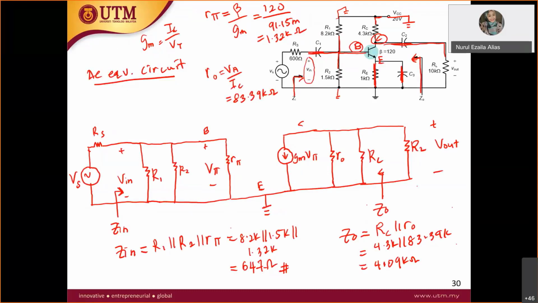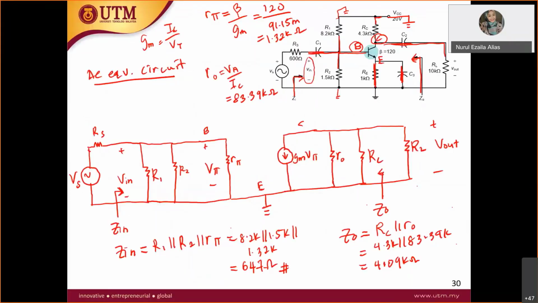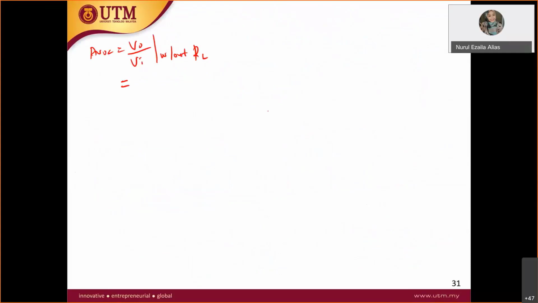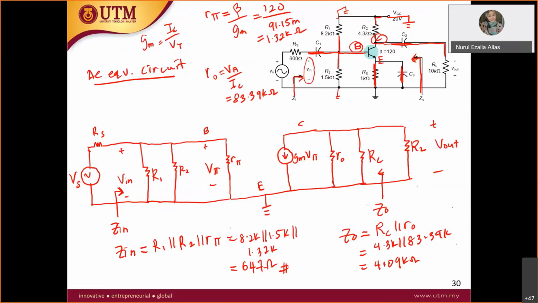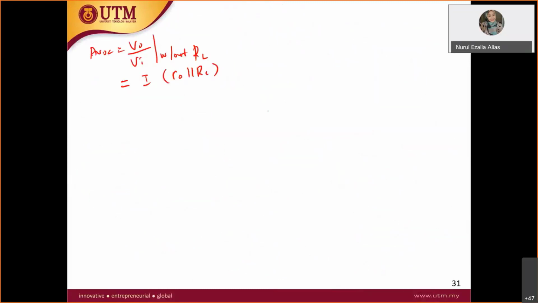Okay, so you have V out is equal to the IR. The total resistor without RL is R0 parallel with RC. So what is the current over here? The total current is gm V pi, but now gm V pi is going down. Therefore, you should have your current as negative gm V pi.